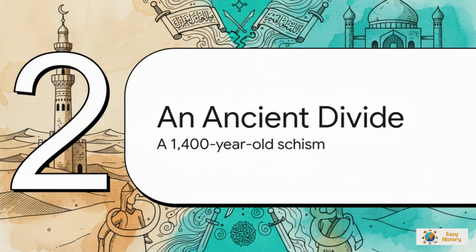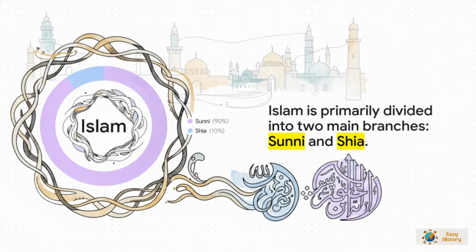Now, this modern political rivalry is layered right on top of a religious split that happened nearly 1.5 millennia ago. So to really get the tensions of today, we have to go way, way back to the 7th century. Okay, so what's really interesting here is the scale.